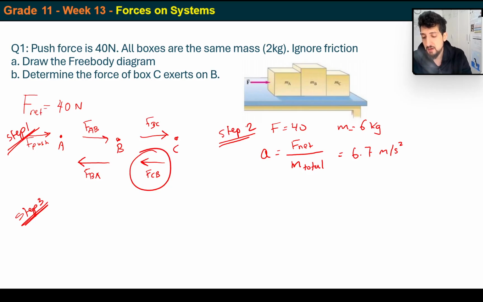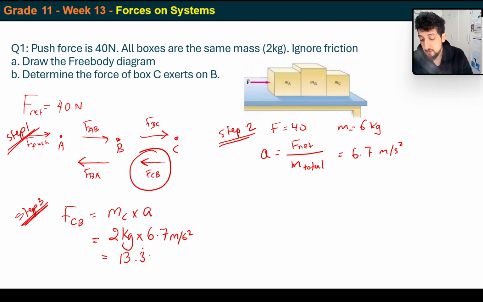And the way I would work that out is by finding the mass of C. So F_CB is going to equal the mass of box C multiplied by the acceleration. So that's going to be 2 kilograms multiplied by 6.7 meters per second squared, which is equal to 13.3 newtons. Okay, that is the size of the force. Now, of course it's going to be negative because it's going to be facing the other way, as you can see, right?